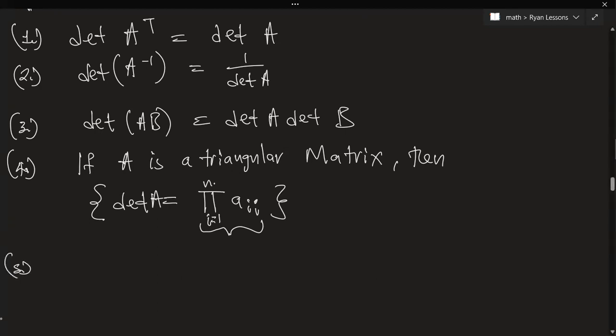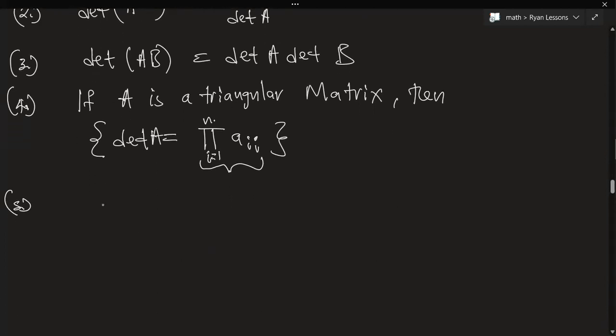Then 5, we have another special result, which says that the determinant of kA is k to the n times the determinant of A, like that, where n is the number of rows that matrix A has.